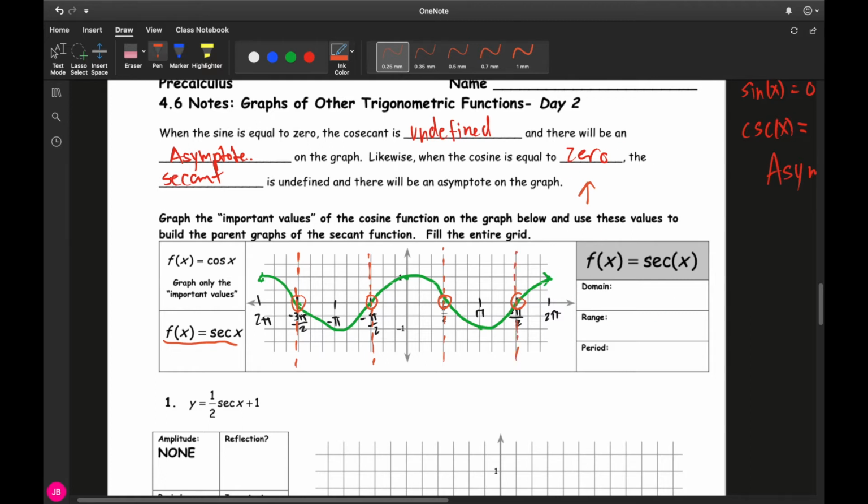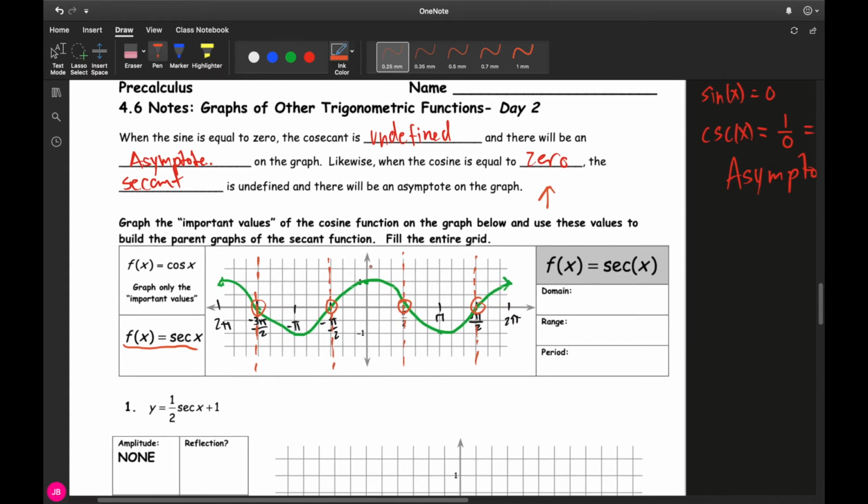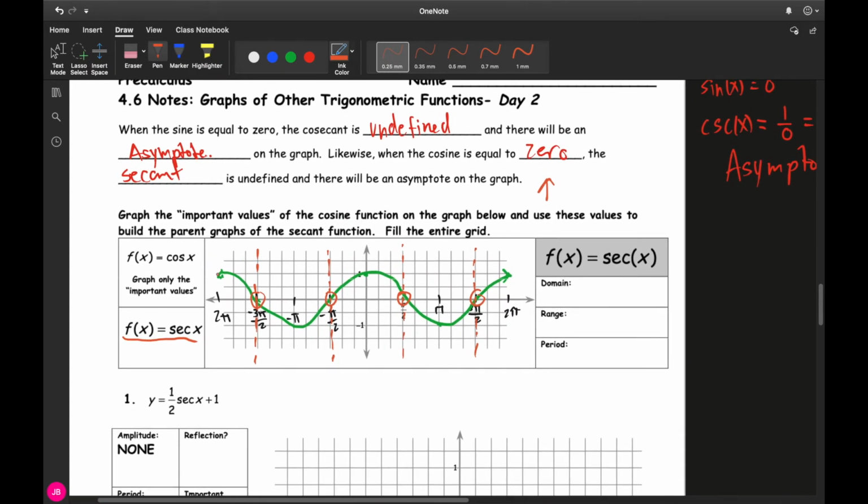Now let's see what happens at the rest of these points. I'm going to tell you right now that at the top of each hill and at the bottom of each valley, both cosine and secant will have the exact same points. And if you want to know why, let's think about this. If cosine of 0 is equal to 1, and I'm looking for its reciprocal, the secant of 0, well, the reciprocal of 1 is just 1 over 1, which is still just equal to 1. And so for that reason, these are going to have the same points.